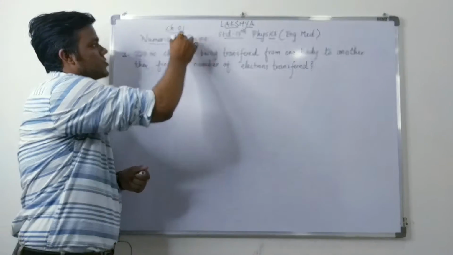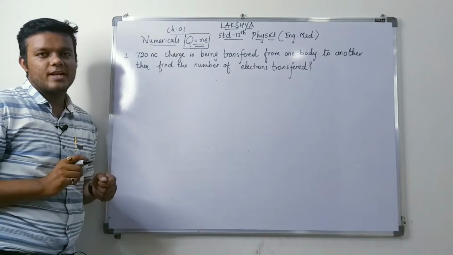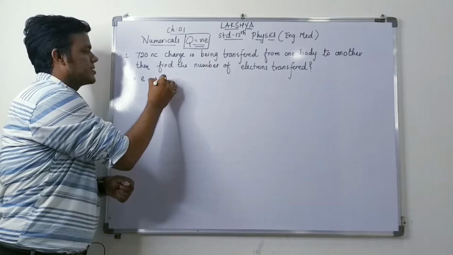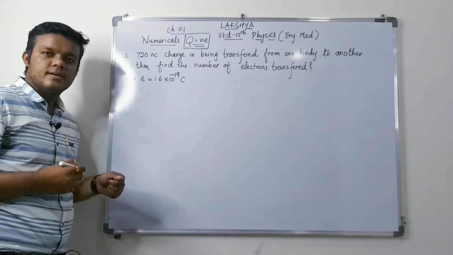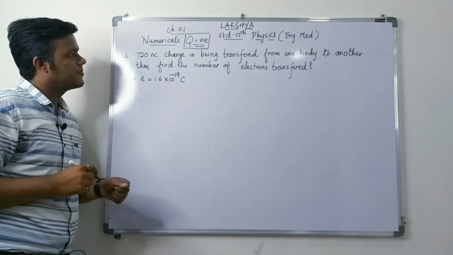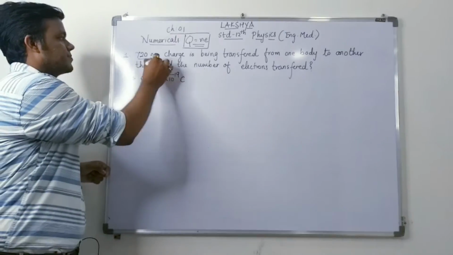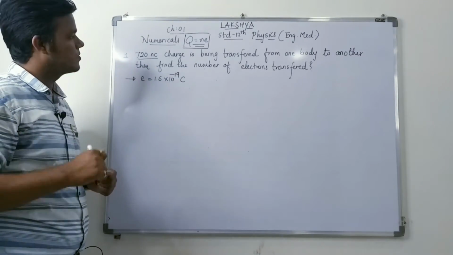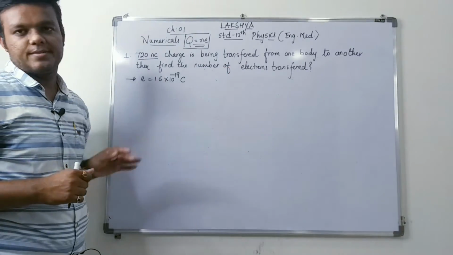which is Q equals Ne, right? We know that the charge of an electron, e, equals 1.6 into 10 raised to minus 19 coulomb, right? Now let's focus on the given example: 720 nanocoulomb charge is being transferred from one body to another body. Find the number of electrons transferred.